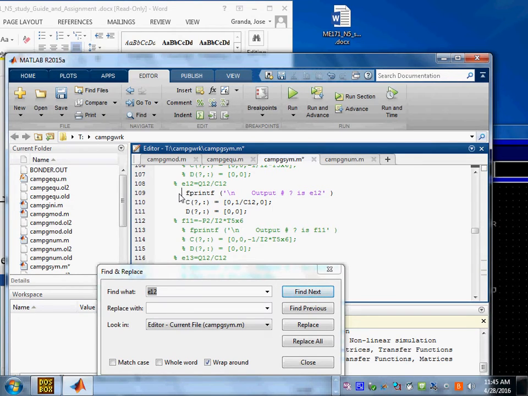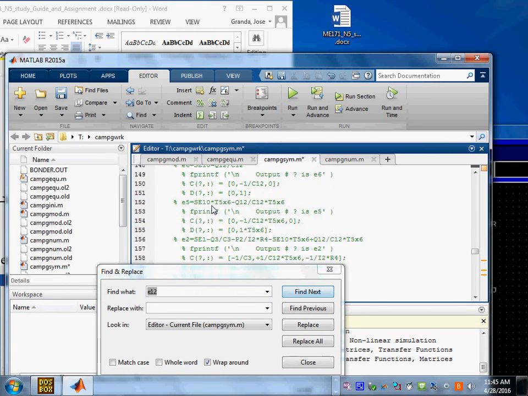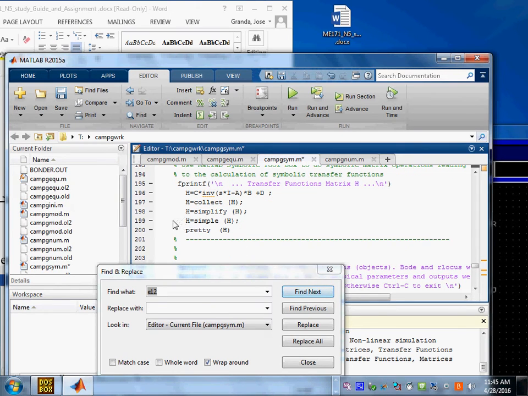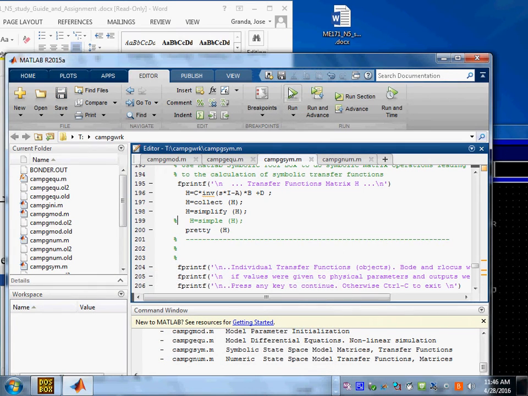Okay, so in here we go output number one. So we tell it this is the one. And this is one in here, and this is one in here. And in here the new version doesn't like the statement simple, so we're going to do without it. New version of MATLAB, I mean. So now we're ready to run.